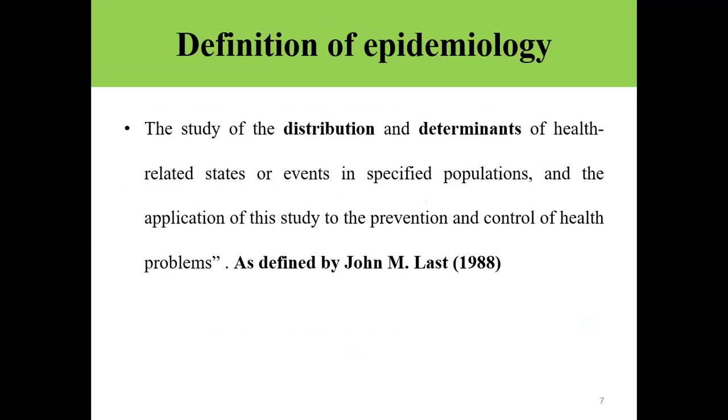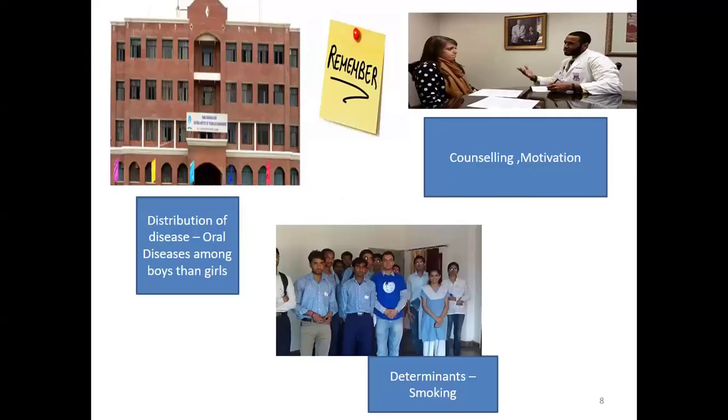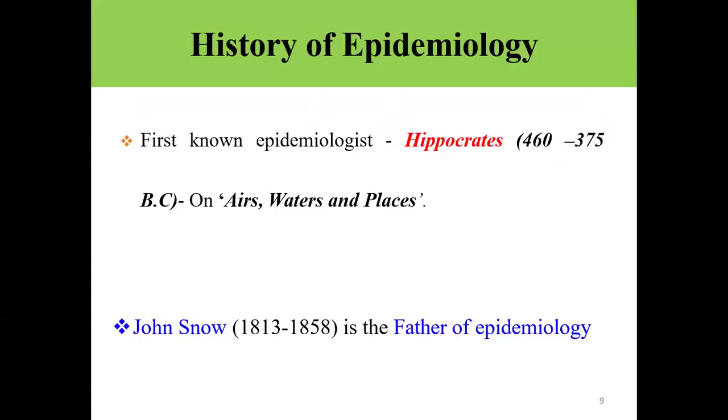Definition: it is defined as the study of distribution and determinants of health-related states or events in a specified population, and the application of this study to the prevention and control of the health problems. This definition was given by John M. Last in the year 1988. So this is how we do the epidemiological studies.